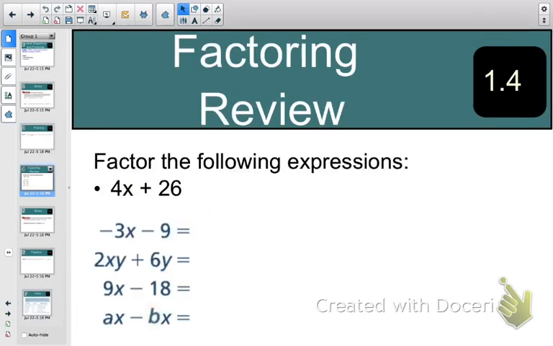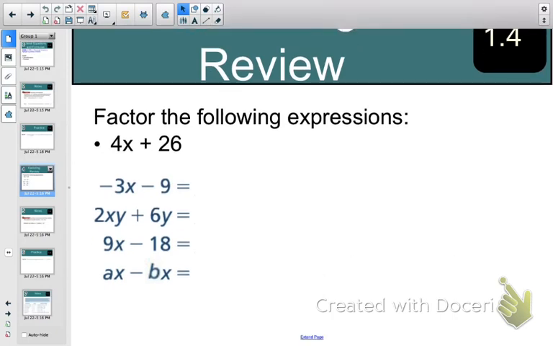Moving along. Ooh, a factoring review. Just what we need. Okay, we did factoring in chapter 0, but in case you forgot, we will go over it again. So this is factor the following expressions. So we have 4x plus 26 first.